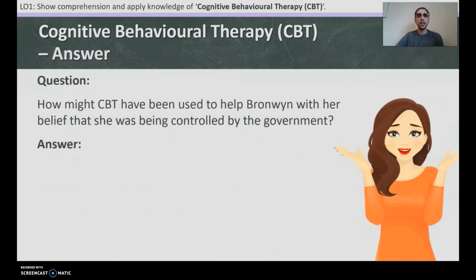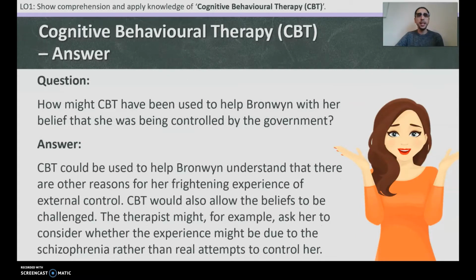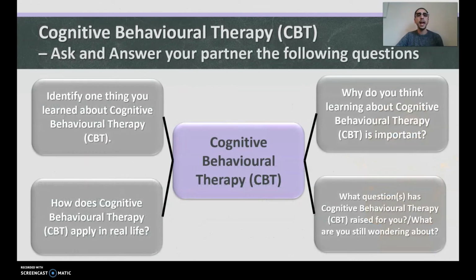Right, let's crack on with the answer. CBT could be used to help Bronwyn understand that there are other reasons for her frightening experience of external control. CBT would also allow the belief to be challenged. The therapist might, for example, ask her to consider whether the experience might be due to the schizophrenia rather than real attempts to control her. Okay, challenging those things. CBT is all about challenging those irrational beliefs. And that's cognitive behavioral therapy, CBT.